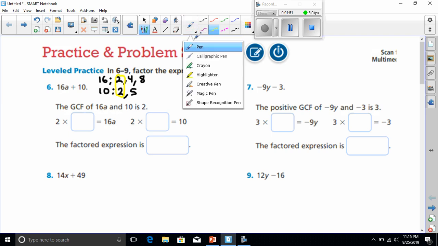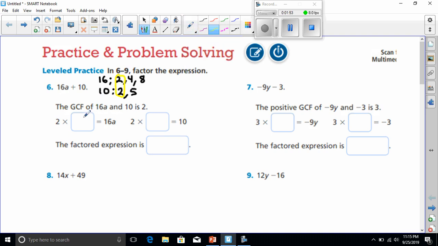All right, so let's realize that we're saying the greatest common factor of 16a and 10 is 2. So 2 times what will give me 16a? Well, I know that 2 times 8 is 16. And we'll need an a to get 16a. And 2 times what gives me 10? Well, 10 divided by 2 is 5.